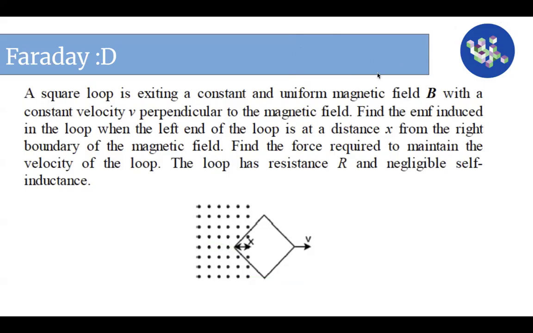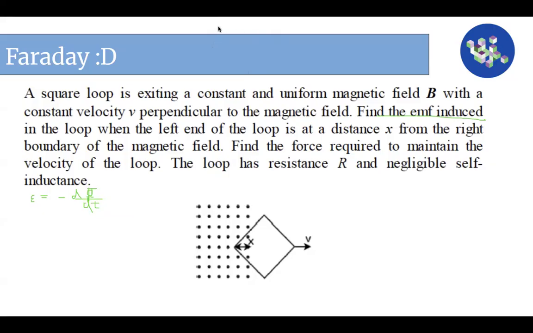So first, I want to find what's my induced EMF, right? They ask us for it. What's the EMF induced in the loop? So remember we have epsilon equals negative d flux over dt, right? Now, what is our flux? We need to find our flux to find the epsilon, right?